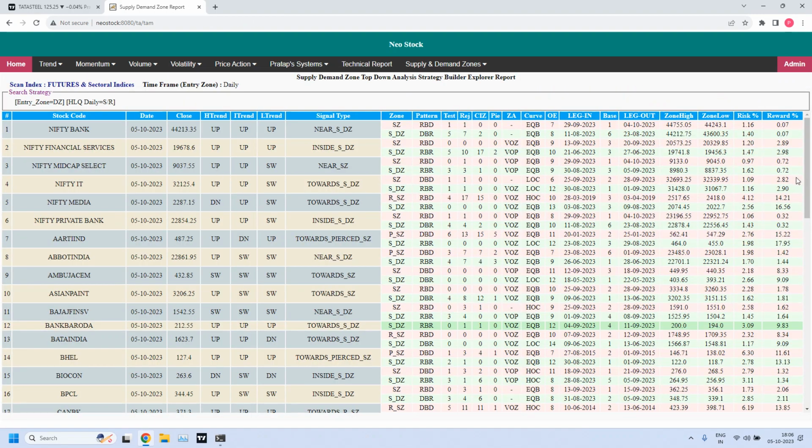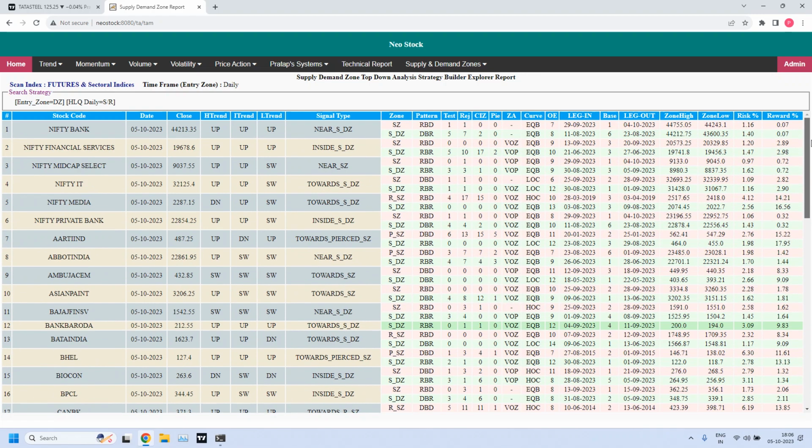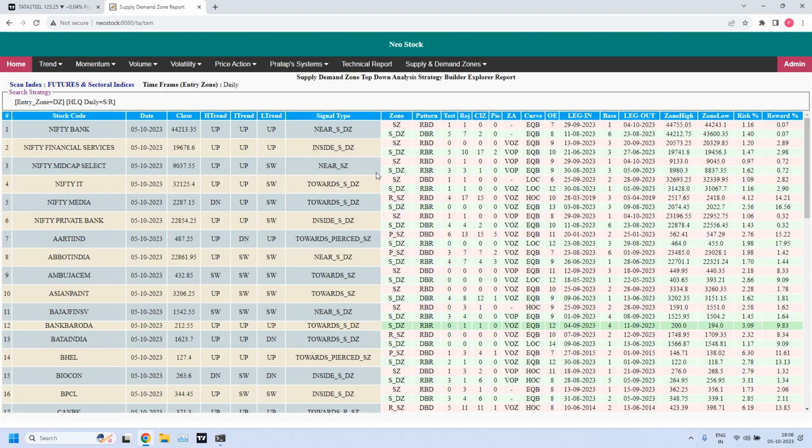See, now all these stocks, total how many? 49 stocks out of 201 stocks are having high liquidity zones. That means almost a quarter of the list is having high liquidity zones, I mean high liquidity demand zones. But look into this column PIA, pierced. Some of these zones are already pierced. For example, NIFTY Financial Services is already pierced. We don't look into this stock.